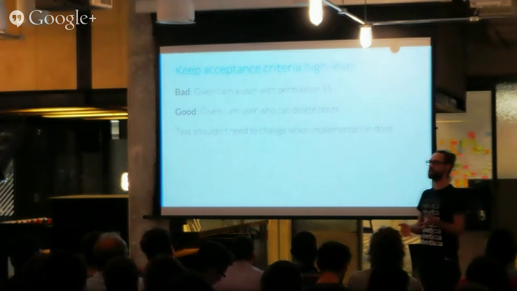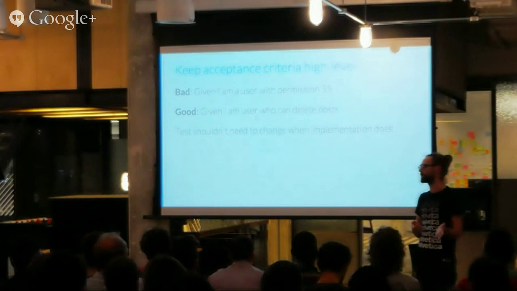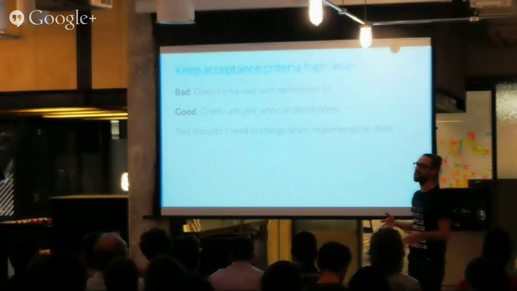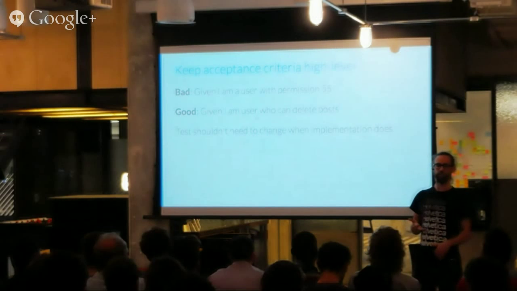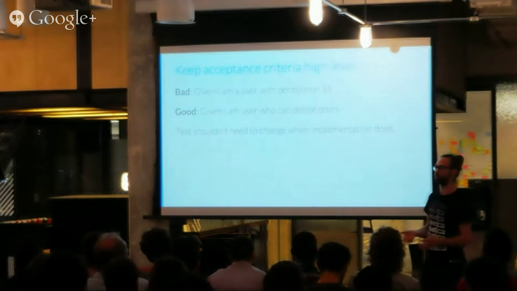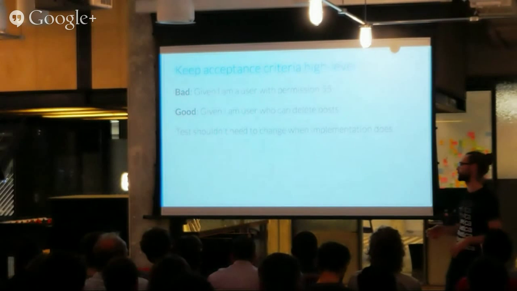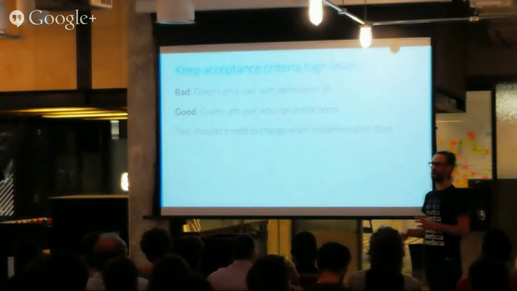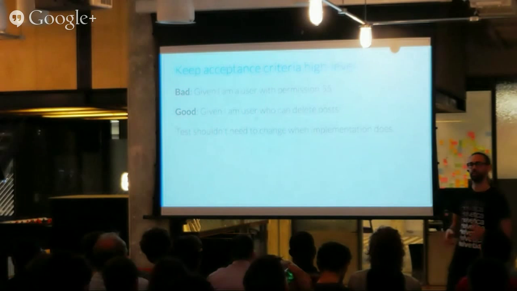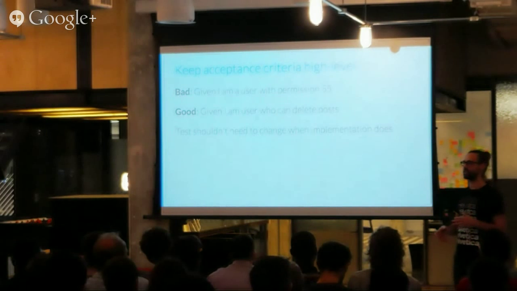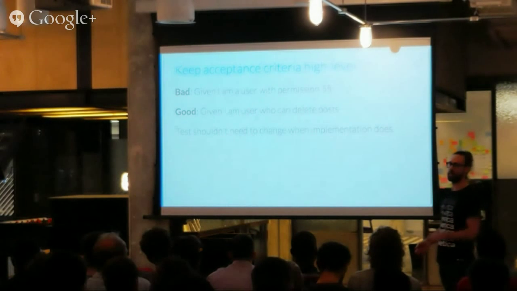So you should be able to do that. As long as they've got that permission, they should be able to delete posts. What we actually care about is the fact that they can delete posts, or they can do advanced level searching, or they can run twice as many queries per second as everybody else, or whatever. There's some aspect of the behavior that we're really trying to capture, and in our acceptance criteria, we want to express that behavior.